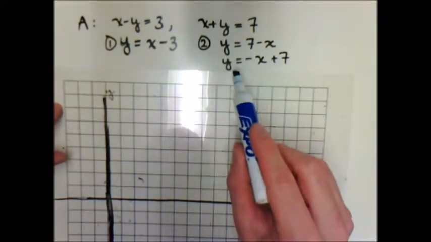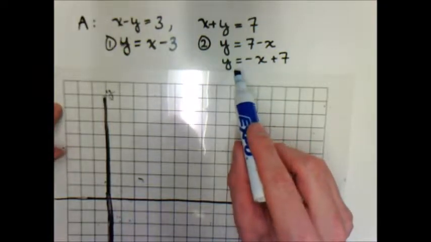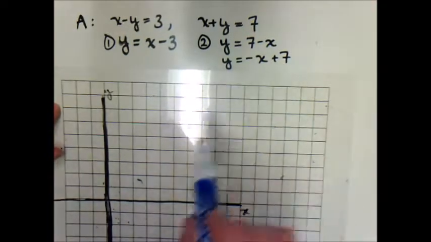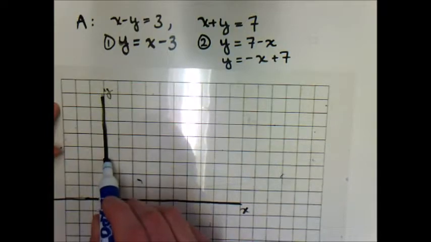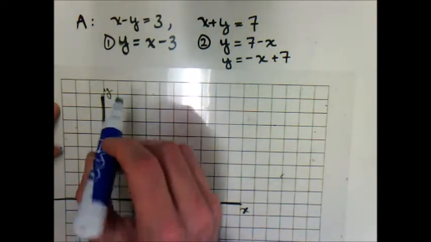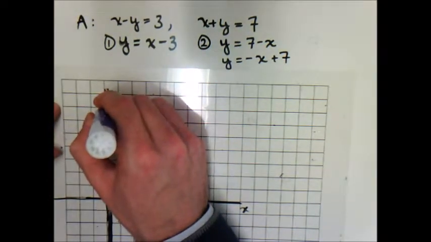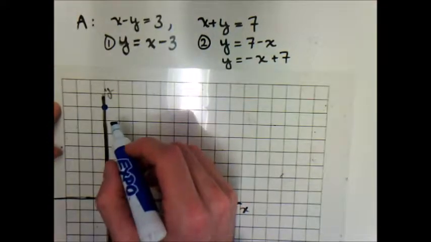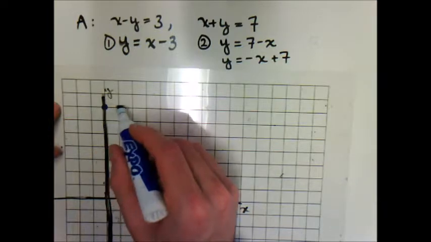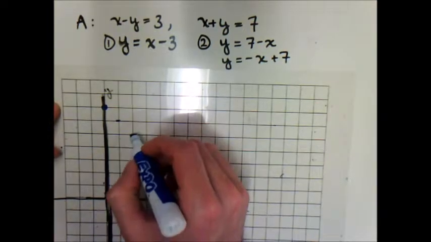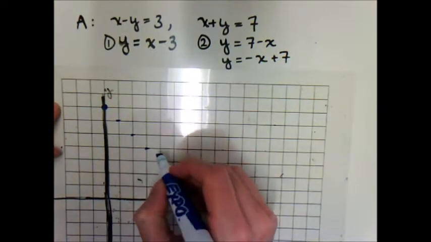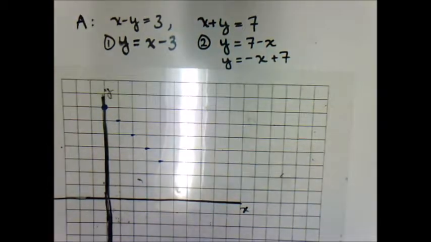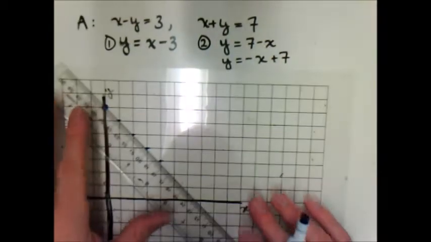So why don't we go ahead and draw number 2 first, since we're talking about it. The y-intercept is positive 7, so 1, 2, 3, 4, 5, 6, 7. That's where it's going to cross the y-axis. And the slope is -1. So rise over run, it's going to go over 1, down 1, over 1, down 1, over 1, down 1, over 1, down 1. And that should be enough dots for me to draw a straight line.